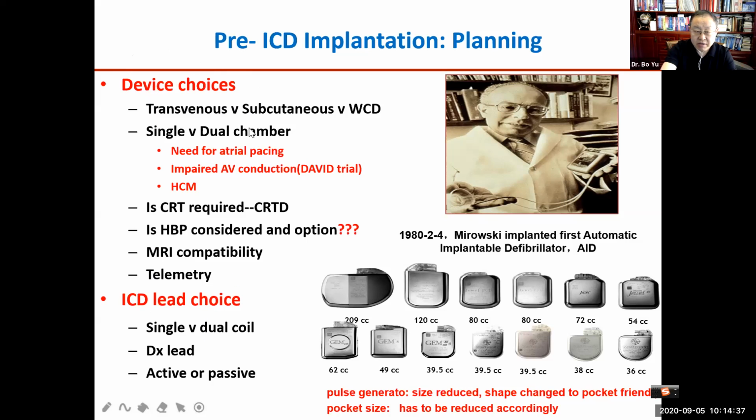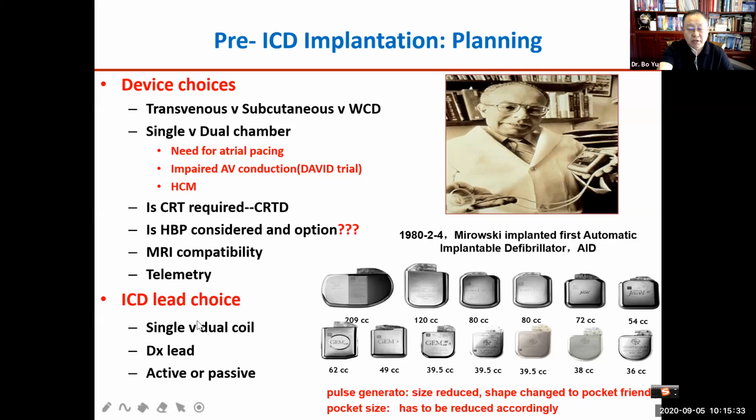For the device choice, for single chamber or dual chamber ICDs, you may consider the need for atrial pacing, whether the patient has impaired AV conduction, whether the patient has hypertrophic cardiomyopathy, and also whether the patient needs CRT-D or MRI compatibility and telemetry at all. As you know, the first ICD was implanted in the 1980s. At that time the ICD was so big, but nowadays the ICD has become smaller, the size has reduced, and the shape has changed to be pocket friendly. So you may choose the device according to the patient's body shape.